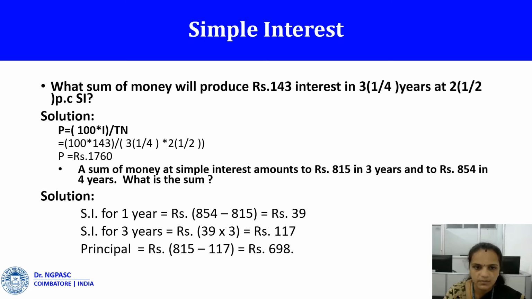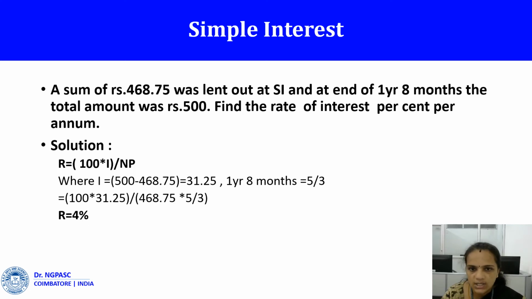Okay, next one. What is given? The sum of rupees 468 was lent out at simple interest. At the end of 1 year 8 months, the total amount was rupees 500. Find the rate of interest percent per annum. So they're saying that 468.75 rupees was lent out.